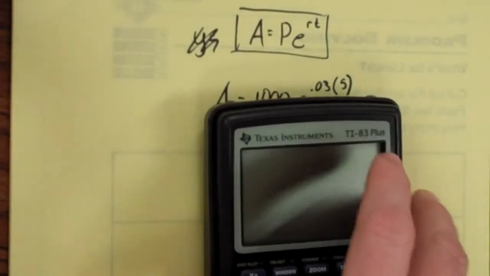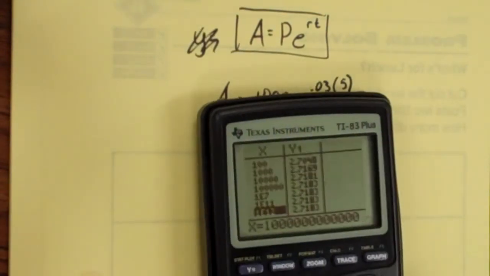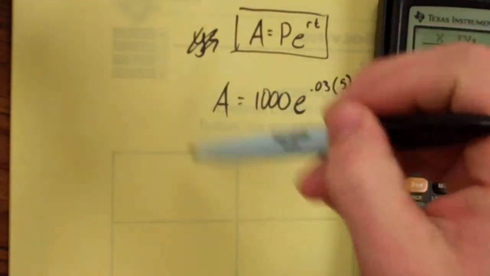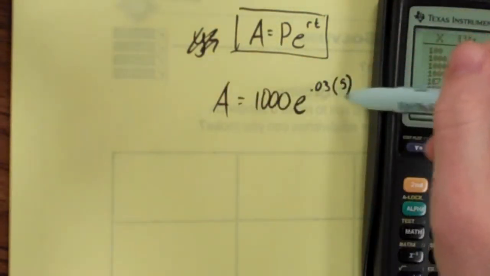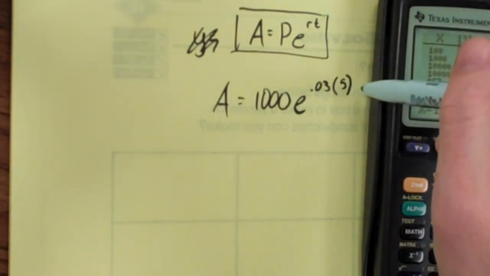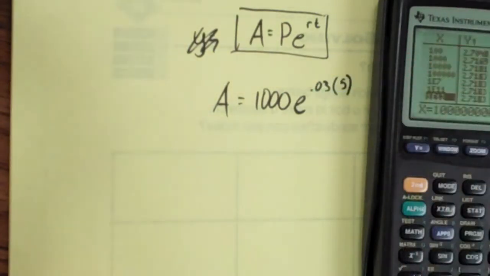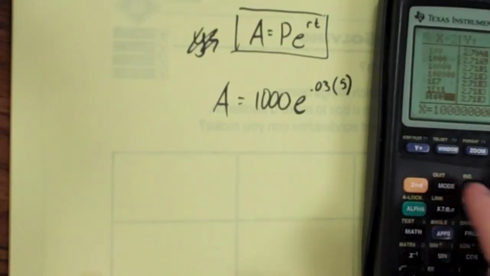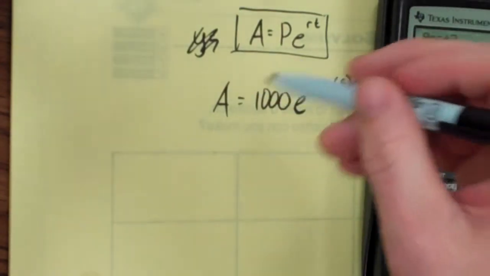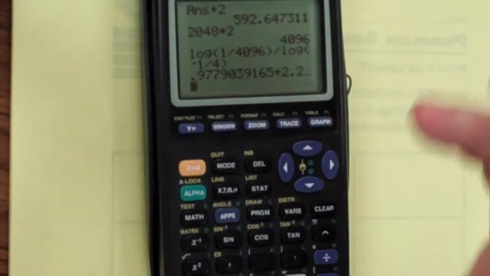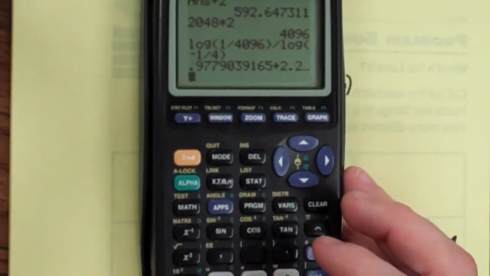So let's take a look and also see how to use our calculators with e. This is the function that's going to tell me how much money I have after 5 years of 3% interest continuously compounded. So we want to put in the expression 1,000 times e to the 0.03 times 5. Now your calculator already knows about e. It is able to use it already.